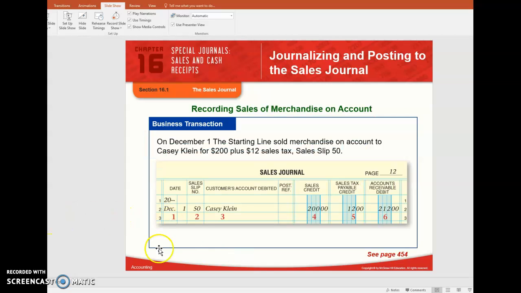This will show you kind of a glimpse of what it will look like filled in. Here's a transaction, the starting line, so merchandise on account to Casey Klein for $200 plus $12 sales tax. Here's the date, sales slip number, right here, your source document. Casey Klein goes in the customer's account debited, $200 for the actual sale, $12 for the sales tax. When you add these two together, you are going to debit accounts receivable, the debit column, for $212. So that's what that would look like.